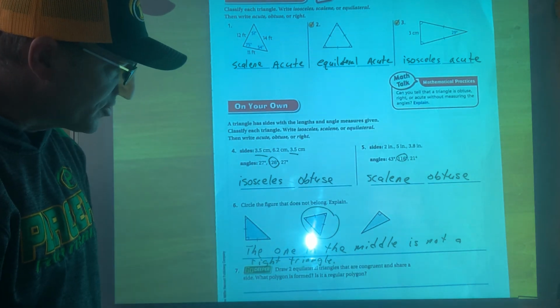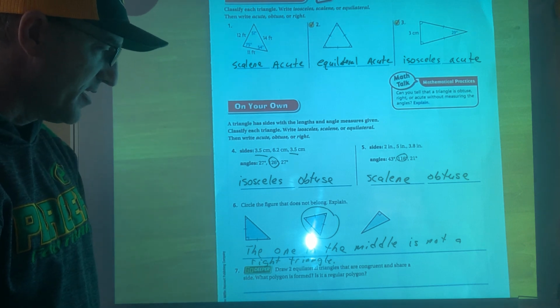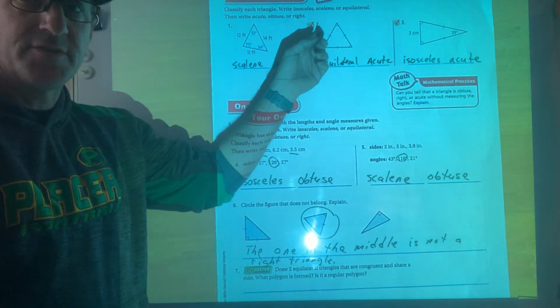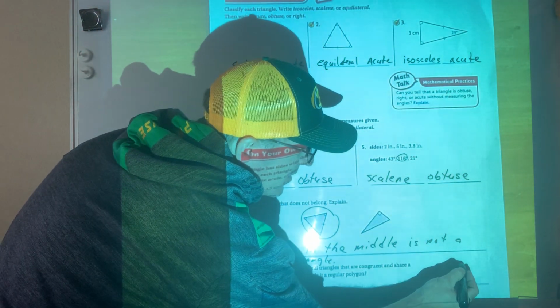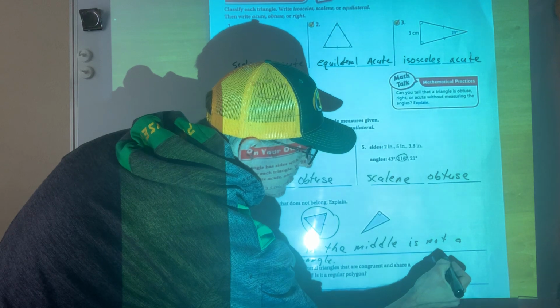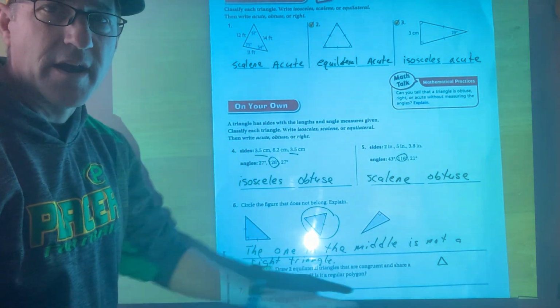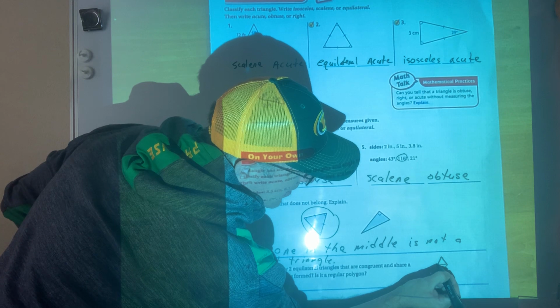Draw 2 equilateral triangles that are congruent and share a side. What polygon is formed? Is it regular? Okay, so remember, every equilateral triangle is a regular polygon. So I'm going to try to draw two of these things next to each other. So let me see if I do it like this. Okay, so just draw a small triangle like that. And then since they're sharing a side, I'm going to just go down and down.